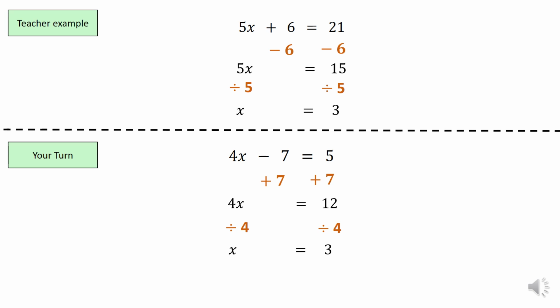Now imagine, just to be on the safe side, if you wanted to check that your answer was correct, you could simply substitute in. So you could say, okay, my x equals 3, so 4x is 12, 12 take away 7 equals 5, and that is your proof that it is correct.